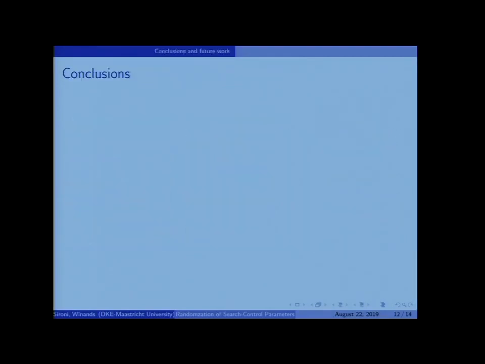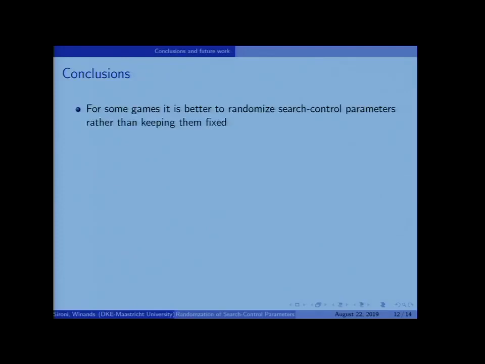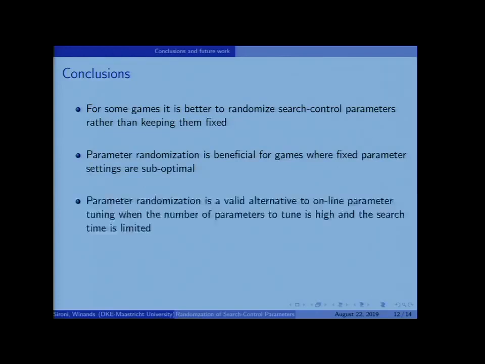So this brings me to the conclusions. We've seen so far that for some games it's better to randomize the search control parameters rather than keeping them fixed. Parameter randomization is also beneficial for games where the fixed parameter settings might be suboptimal. Parameter randomization is also a valid alternative to online parameter tuning when the number of parameters gets too high and we have a limited search time. And finally, whether it's better to tune or randomize is very much game dependent.